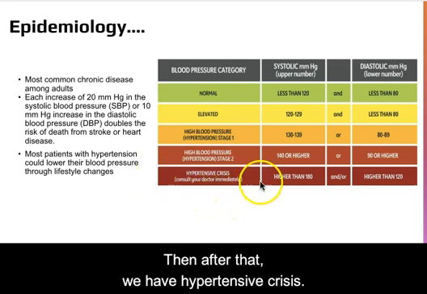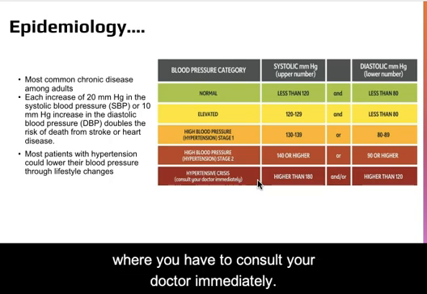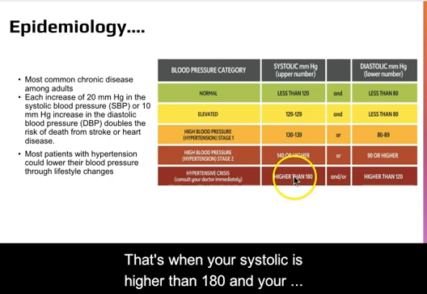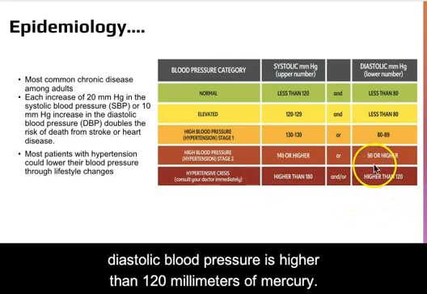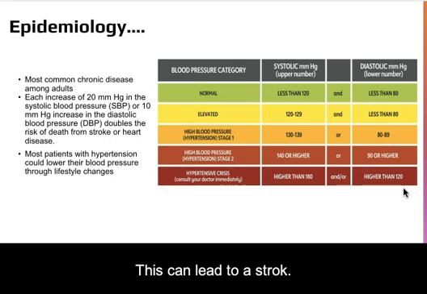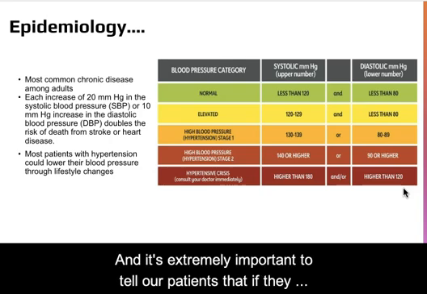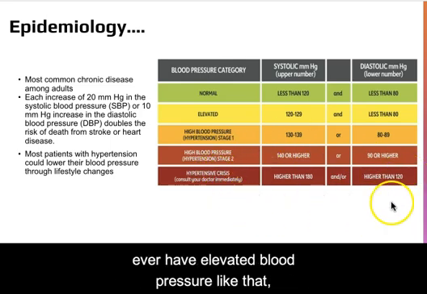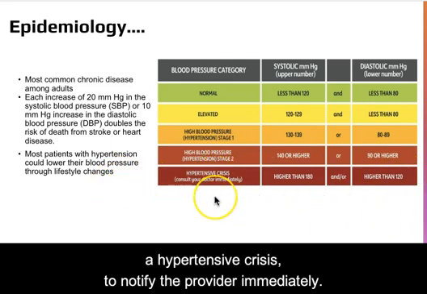Then after that, we have hypertensive crisis. This is where you have to consult your doctor immediately. It's an emergency, right? That's when your systolic is higher than 180 and your diastolic blood pressure is higher than 120 millimeters of mercury. This can lead to a stroke, and it's extremely important to tell our patients that if they ever have elevated blood pressure like that, a hypertensive crisis, to notify the provider immediately.